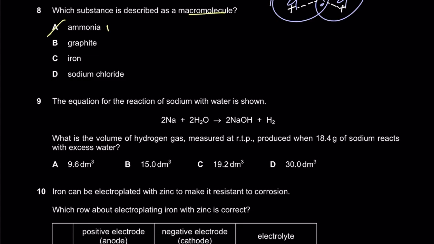Well, ammonia is NH3. It's a simple covalent molecule. Graphite is the macromolecule. It's a giant covalent structure, right? And here it's saying iron. Remember, graphite is not a compound.